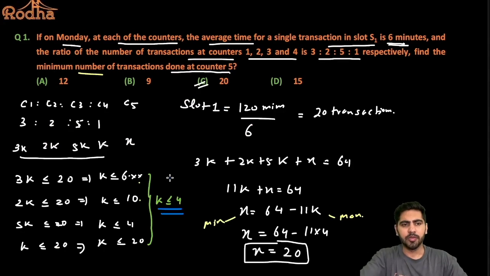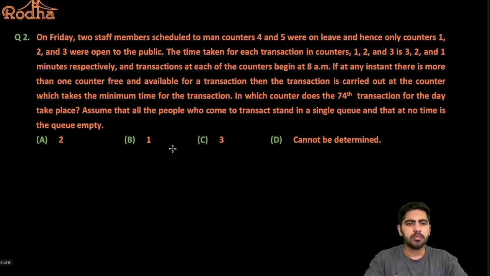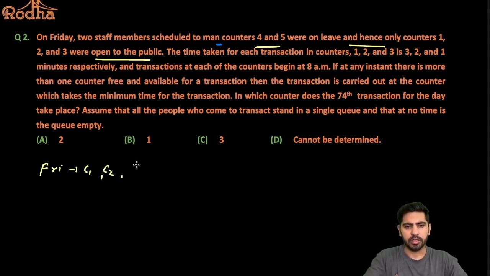All right, let's move ahead to the next question now. It says on Friday, 2 staff members scheduled to manage counter number 4 and 5 were on leave, and hence only counter 1, 2, and 3 were open to the public. So on Friday, only counter number 1, counter number 2, and counter number 3 are open, right?